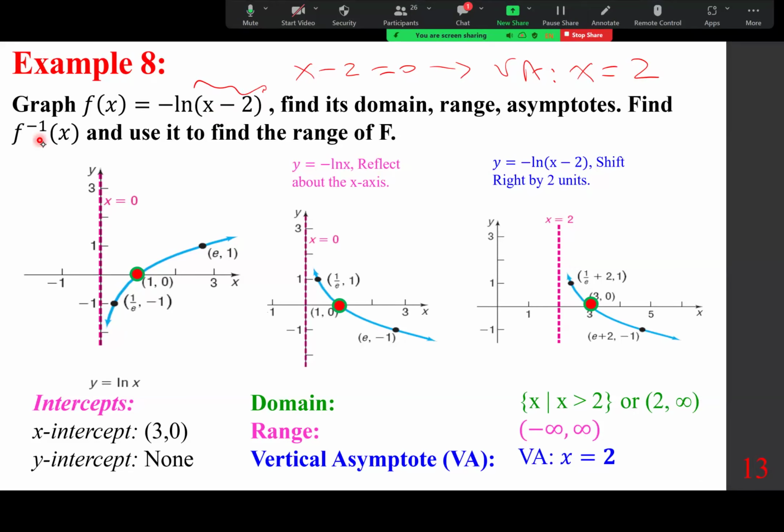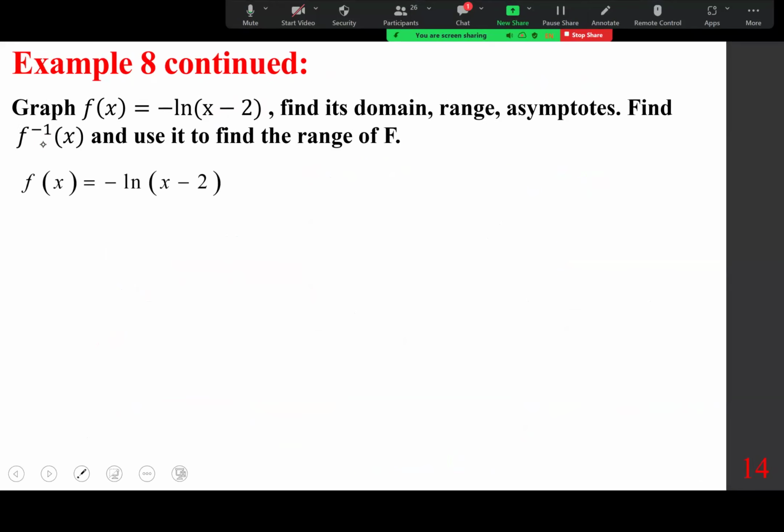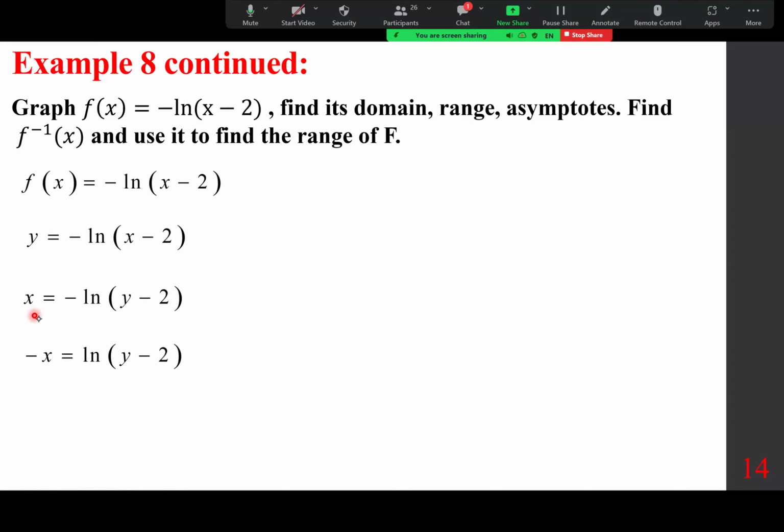So we got everything. We want to find the inverse. Let's go through the process of finding the inverse. So f of x is negative ln of x minus 2. And if we change this f of x to y, it makes it easier to work. Interchange x and y, this becomes x, this becomes y. I can move the negative to the other side, or I can say multiply both sides by negative sign. It has the same effect.